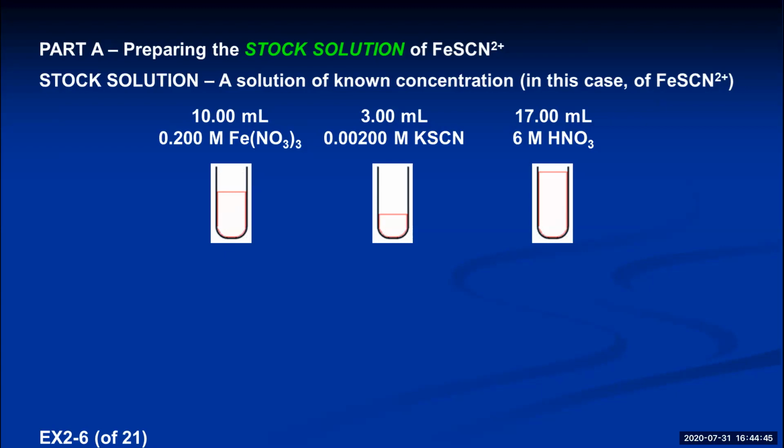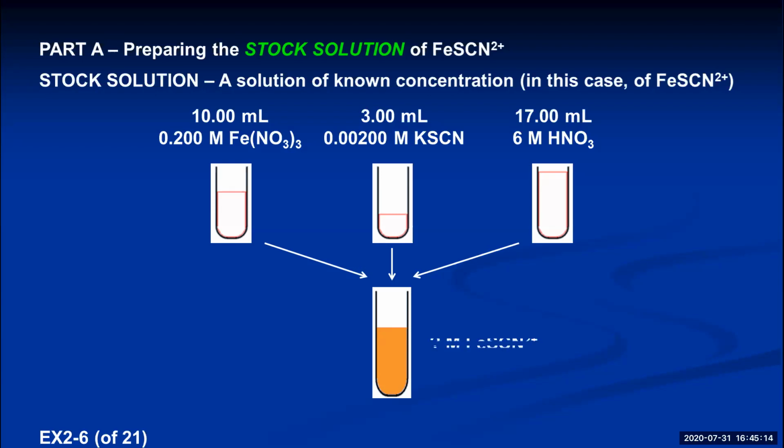And as you watch the lab, you're going to see that the way we're going to produce this stock solution is by mixing 10.00 milliliters of 0.200 molar iron 3 nitrate with 3.00 milliliters of 0.00200 molar potassium thiocyanate, and then 17.00 milliliters of 6 molar nitric acid. When we put these together, the iron ions and the thiocyanate ions will react together to form FeSCN2+, which is a colored complex ion, so the solution will turn a light form of the blood red color. The question is, what's going to be the concentration of the FeSCN2+ in this solution, which is our stock solution? So I'm going to show you how we do that calculation now.